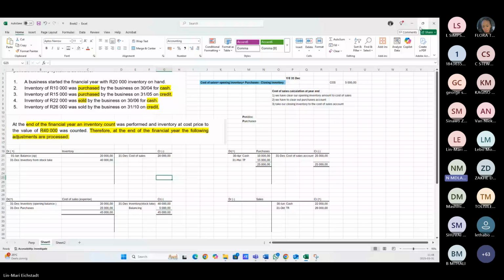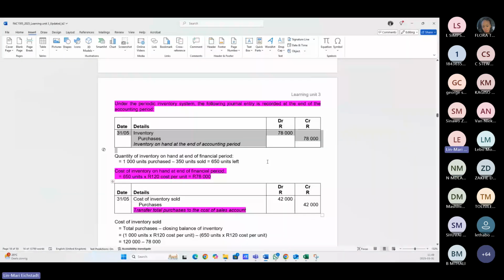I went through the study guide. So if we go back, yes. Okay, so this one says, under the periodic... Go ahead, maybe our networks are crossing. Okay, so with this one, the conclusion of the purchases account is different because we did not take the total purchases and put them into the cost of sales, and we did not take the opening inventory.